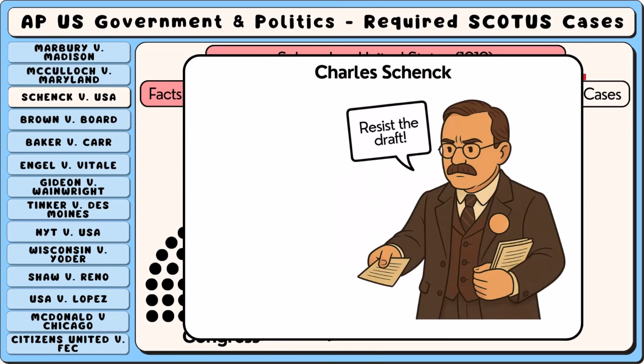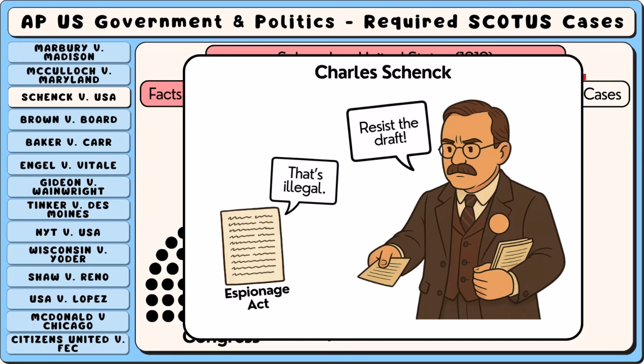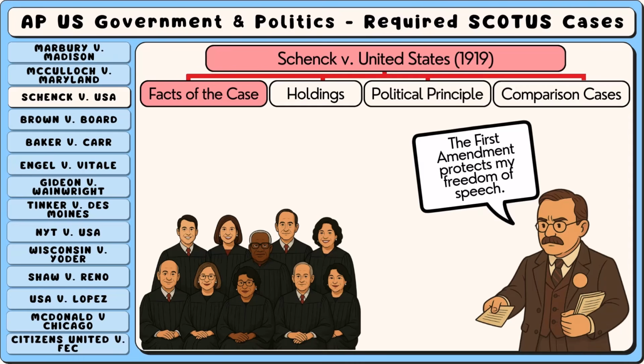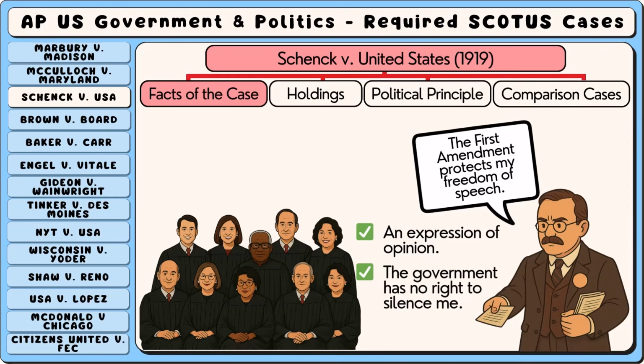The new law was put to the test when Charles Schenck, a member of the Socialist Party, helped print and distribute pamphlets urging young men to resist the draft. The federal government arrested Schenck and charged him with violating the Espionage Act. When the case made it to the Supreme Court, Schenck argued that his conviction was unfair because the First Amendment protects freedom of speech. He claimed that distributing pamphlets was simply an expression of his opinion, and he believed the government had no right to silence him.